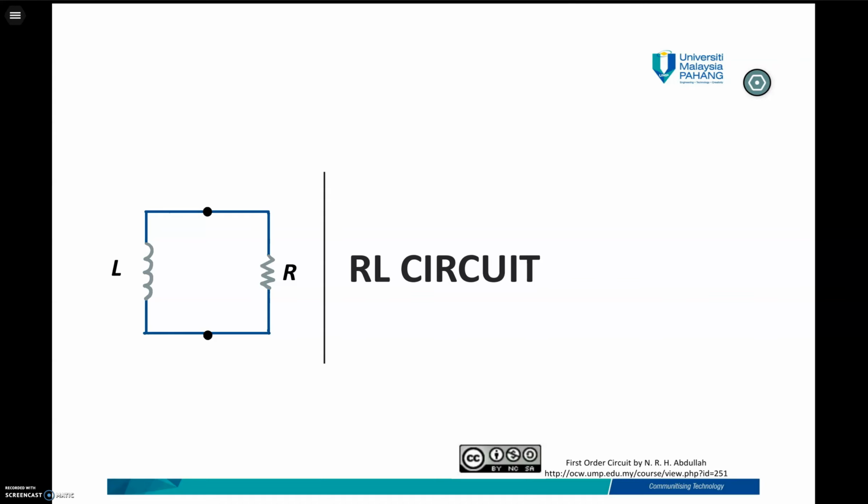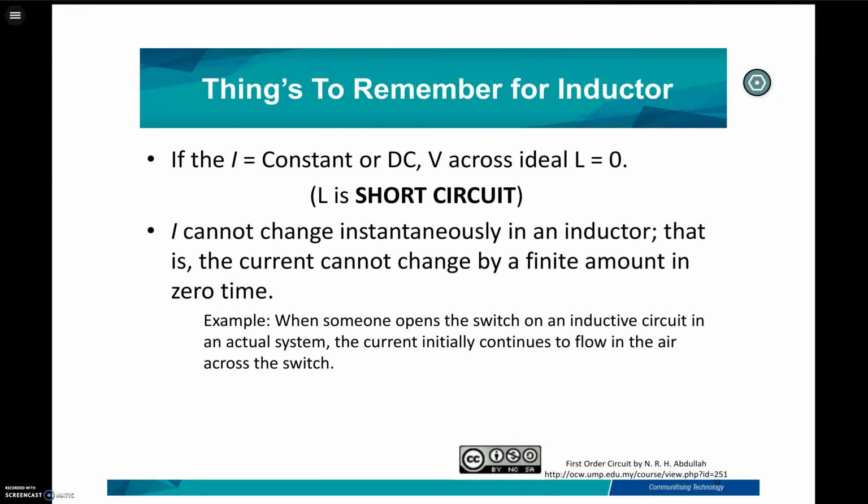This is a first order RL circuit. Things to remember for inductors: if the current I is constant or DC, the voltage V across an ideal L is 0. L is a short circuit. The current cannot change instantaneously in an inductor, that is, the current cannot change by a finite amount in 0 time. For example, when someone opens the switch on an inductive circuit in an actual system, the current initially continues to flow in the air across the switch.